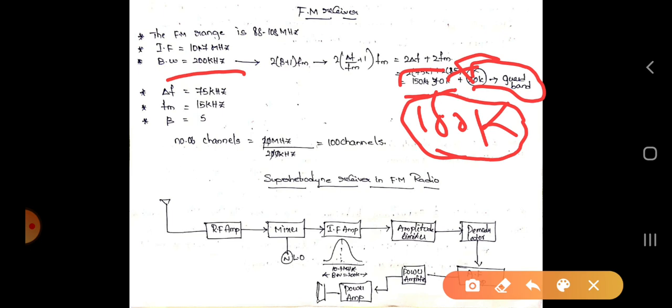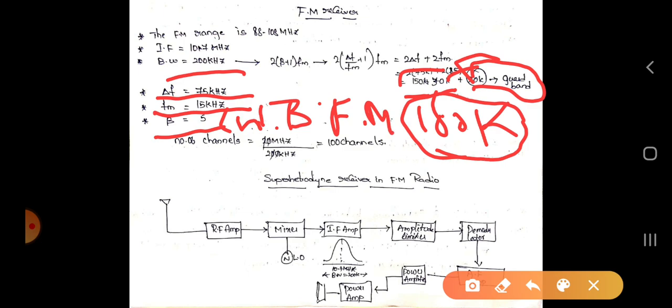To overcome signal distortions. And I have told you that the frequency deviation is 75 kilohertz, the message signal frequency fm is 15 kilohertz, and beta is equal to 5. If beta is greater than 1, then it is wideband FM, so we are using wideband FM for the FM receiver. This is all about the basics of FM radio and the FM receiver.